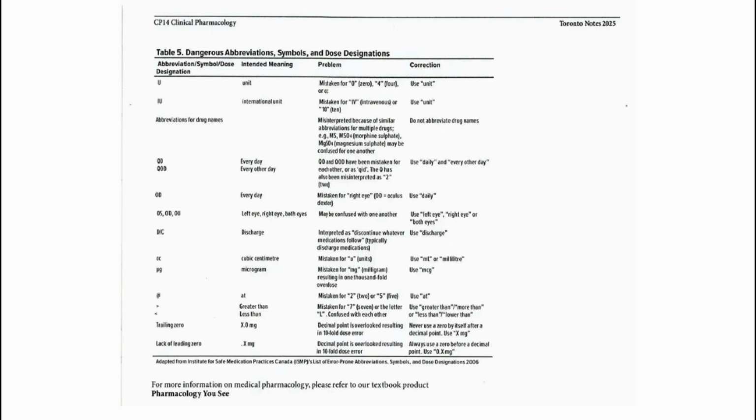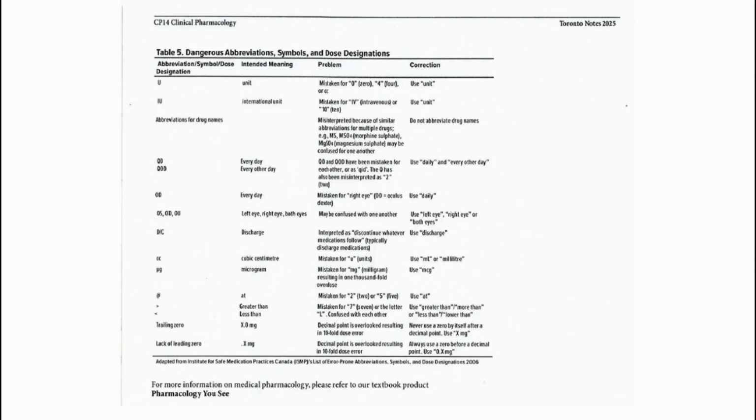The abbreviations QD for every day and QOD for every other day are also unsafe. These abbreviations are frequently confused with each other or misread as QID, meaning 4 times daily. To eliminate ambiguity, prescriptions should instead use the words daily and every other day. The abbreviation OD, intended to mean once daily, can also be interpreted as right eye, from the Latin oculus dexter. For this reason, write daily rather than OD.